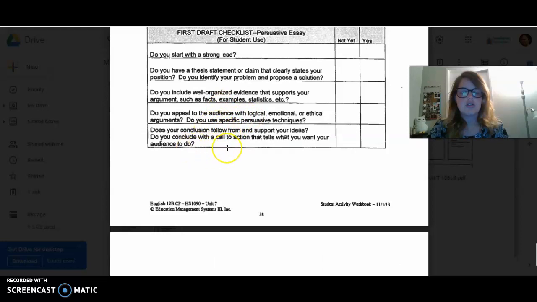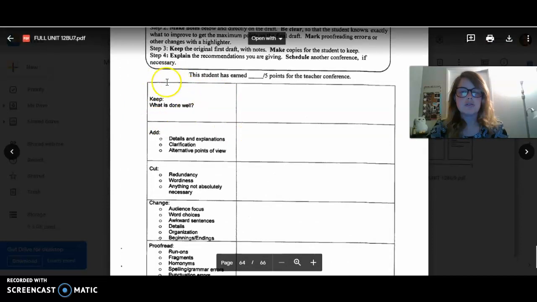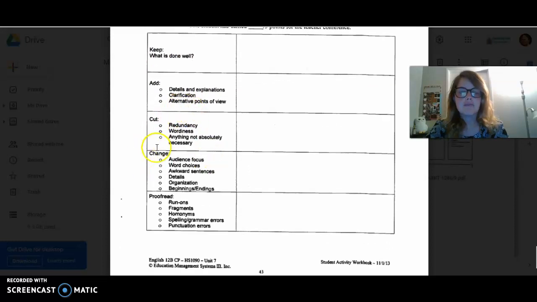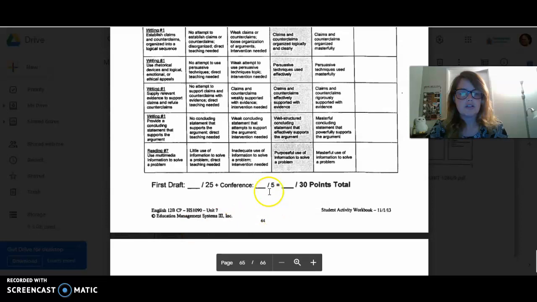Let's see, then do you have a good conclusion with a call to action? I'm going to meet with you and tell you what's done well, what we need to add, in terms of explanations or details. I'm going to talk to you about anything that's repetitive or not needed. I'll talk to you about your organization and word choice. And then we're going to look at your grammar a little bit. And then this is what I'm going to use to grade. So in order to pass this, you need at least 21 points.